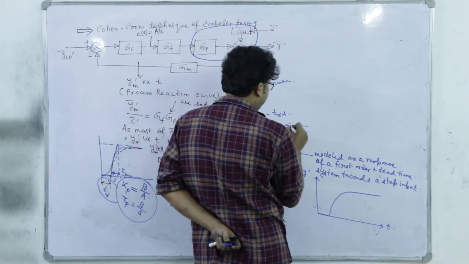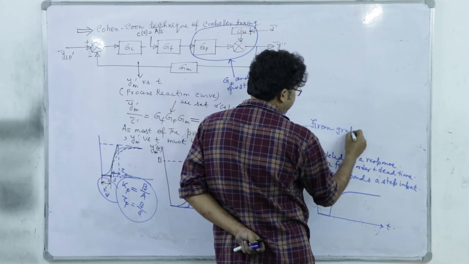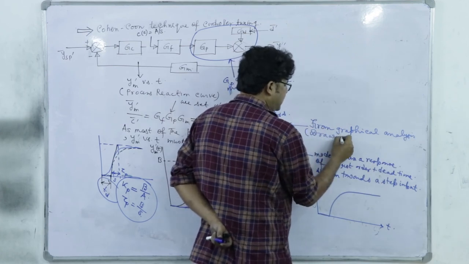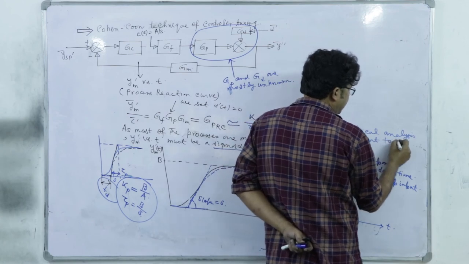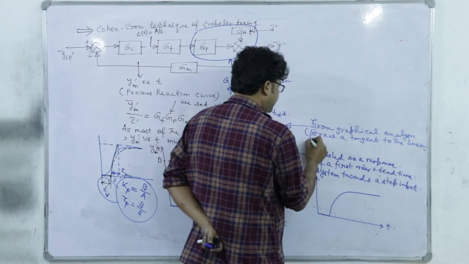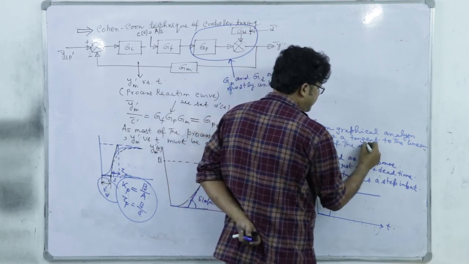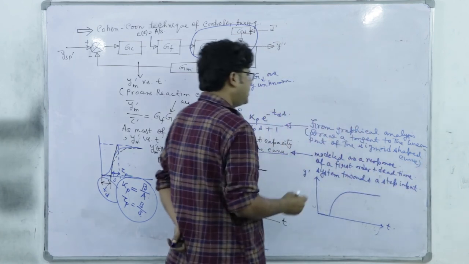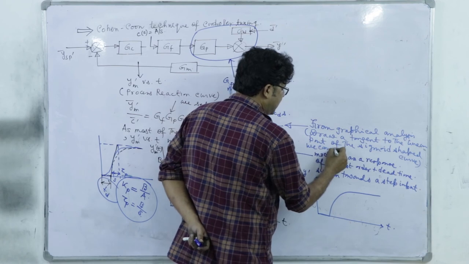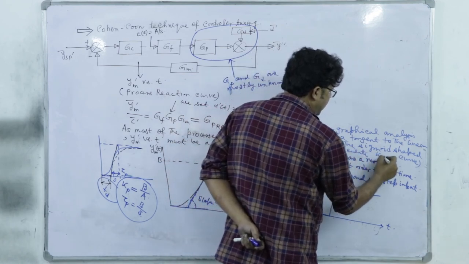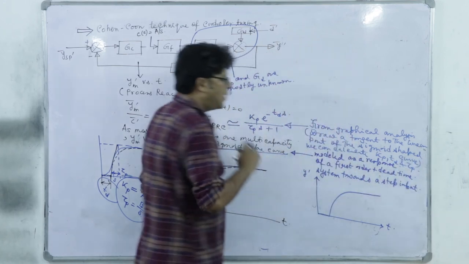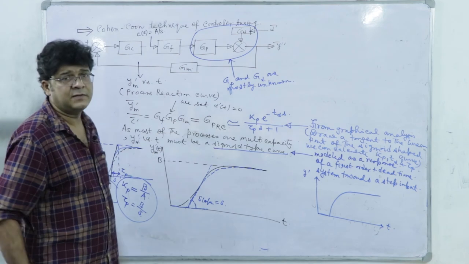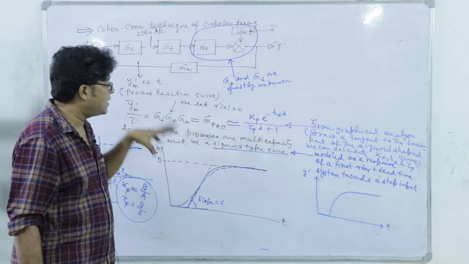So from graphical analysis, draw a tangent to the linear part of the sigmoid shaped curve. Right. From the graphical analysis, we can calculate Kp, Td, and tau. So once we know the three parameters, which are definitely hypothetical because the multi-capacity process is not at all physically a first order process coupled with a dead time. So it's hypothetical modeling, right?